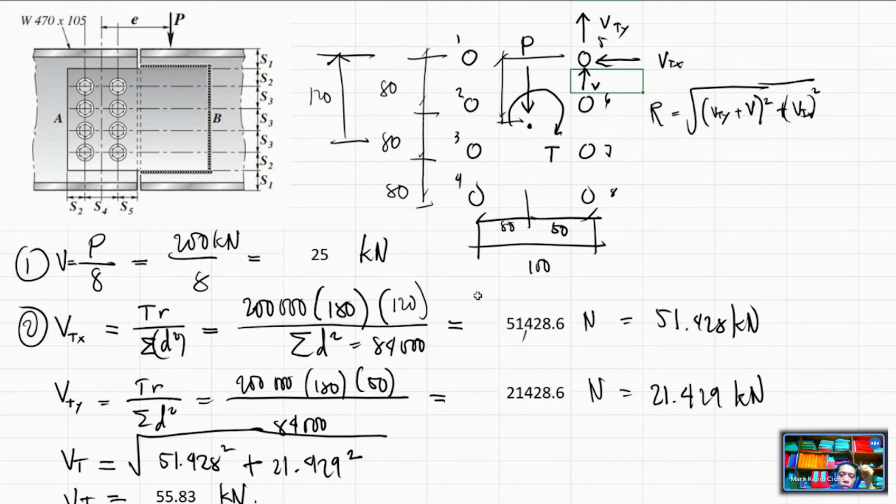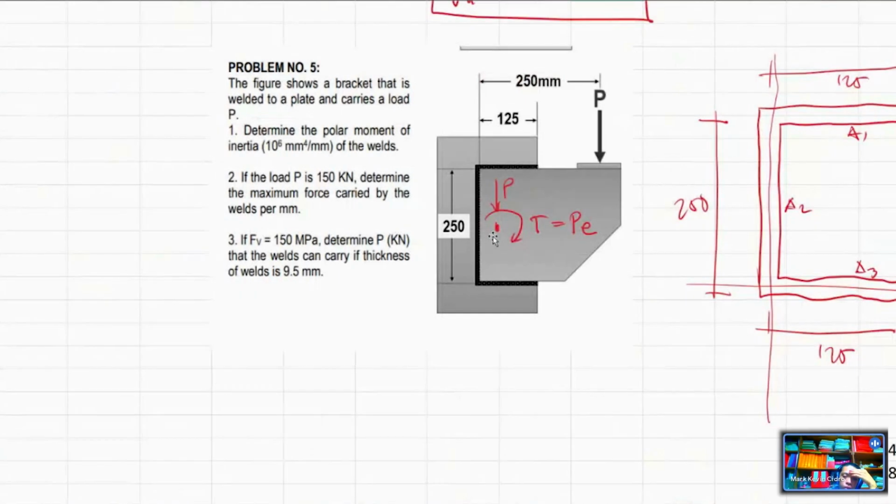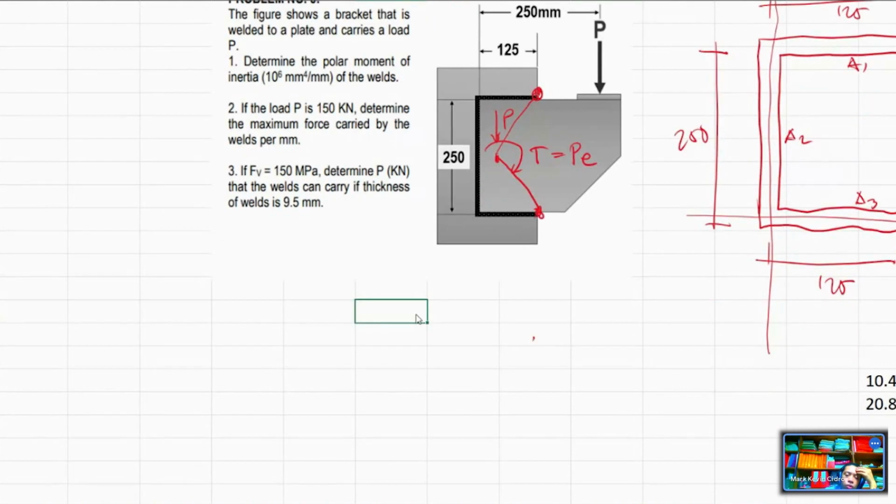For the shear stress, this is your centroid. The farthest part of the weld is this one, or this one. So it is either of the two, and actually whichever you choose is the same, since both are the farthest, at the upper right. So how do we determine that? First, let's do the one due to P.